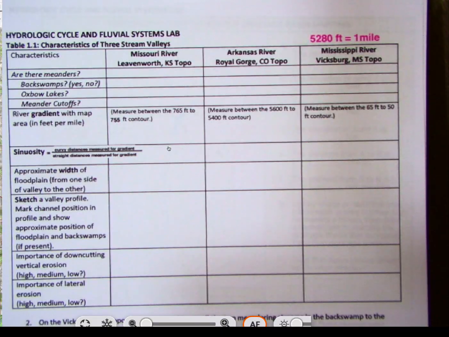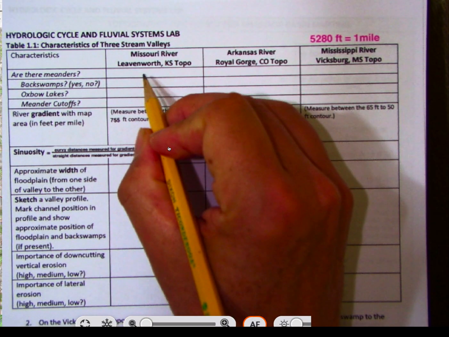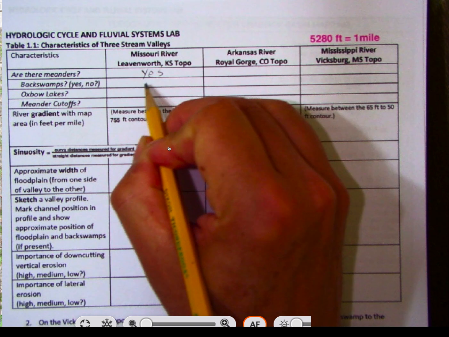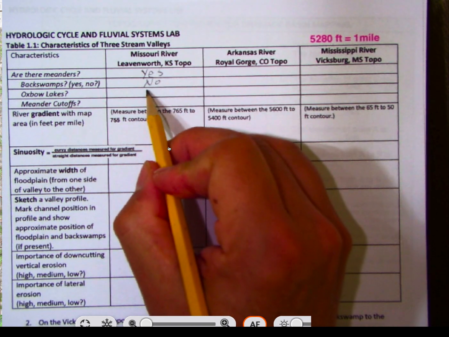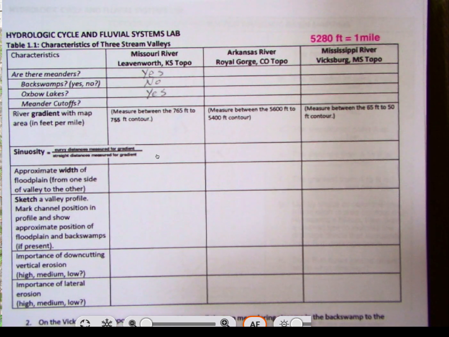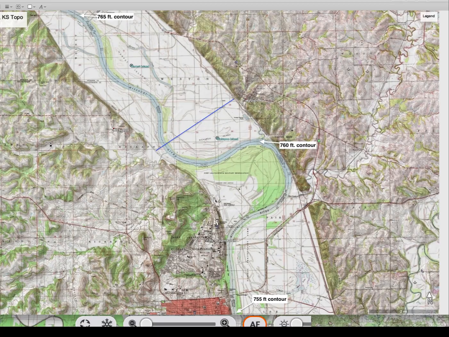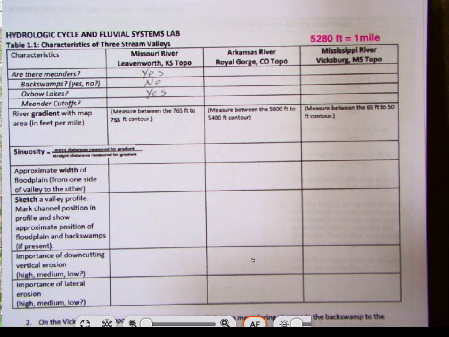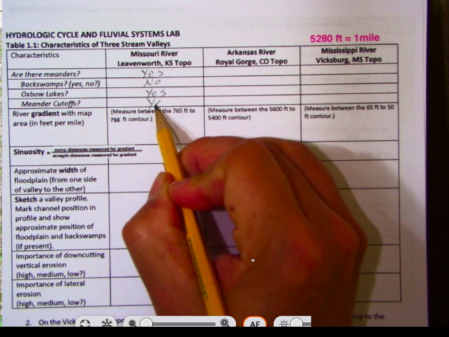So looking at the document camera here, you would just answer yes, there are meanders. There are no back swamps. I did see an oxbow lake here. And for meander cutoffs, remember that would be an example where we're seeing a meander being cut. I don't see any in here, but I can tell that they've happened before, because if Mud Lake here is a meander, then the river cut that off. So since I do have an oxbow, by definition, if you have an oxbow lake, at some point there was a meander cutoff. So let's say yes for this one as well.